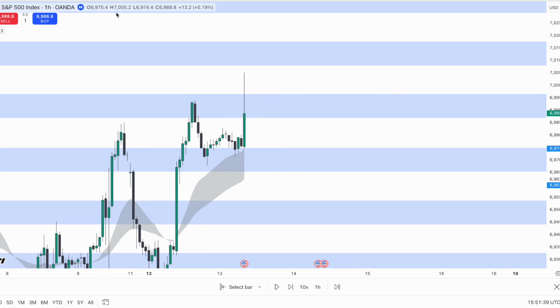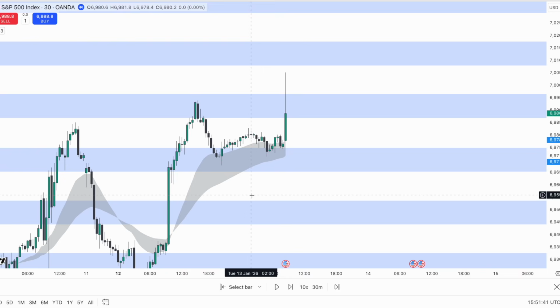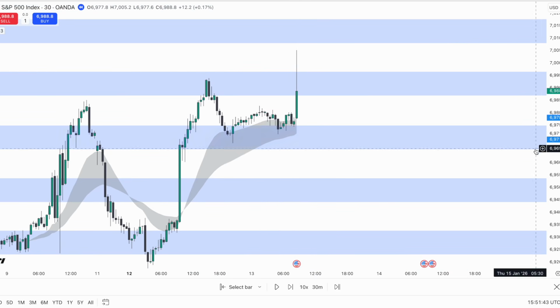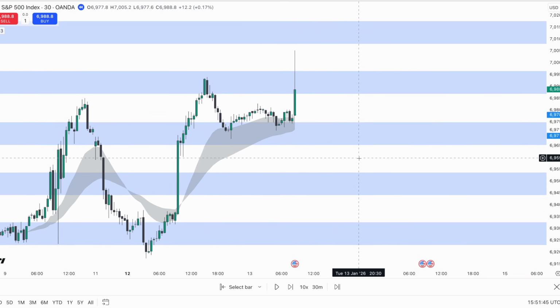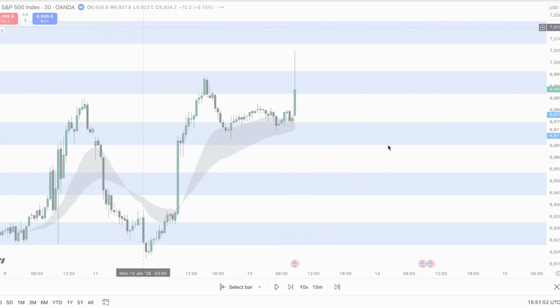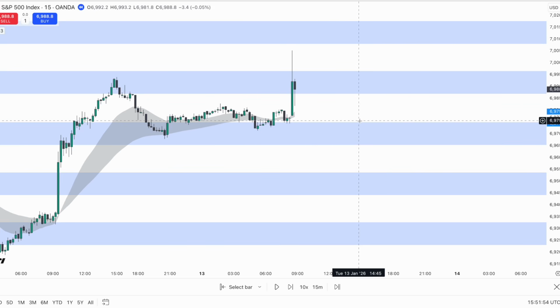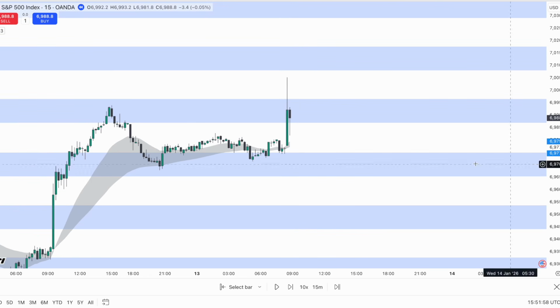So let's drop down to the 30 to get more clarity. Now on the 30 we see that the cloud is a lot more flat. It's barely in an uptrend. So our originally bullish bias just got a little weaker. And if we drop down to the 15, we'll probably see a similar story, which is that the cloud is flattening out.